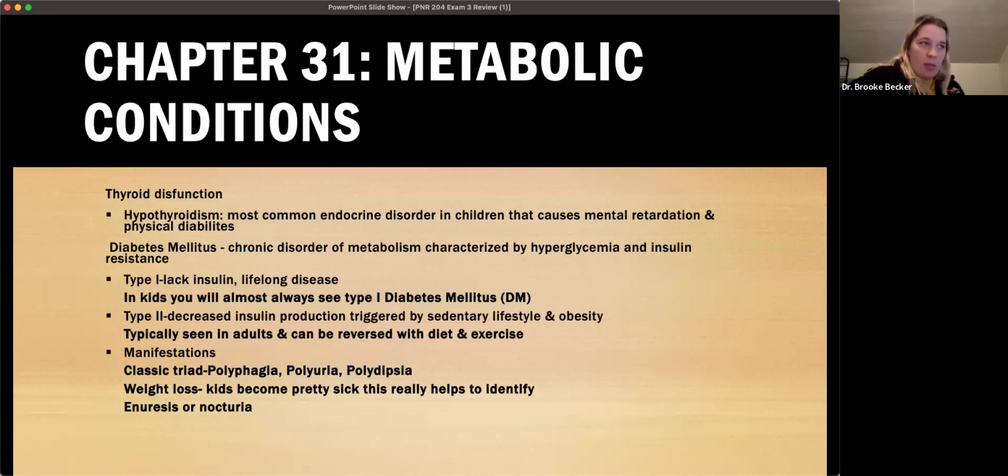Your triad of symptoms is polyphagia, so constantly hungry, constantly urinating, and constantly thirsty, okay? Kids, a lot of times as they become sicker and their blood sugars become more dysregulated, they have weight loss. And also another key is they start having to wake up frequently to urinate at night, or they start having bed wetting accidents or urinary accidents during the day too.